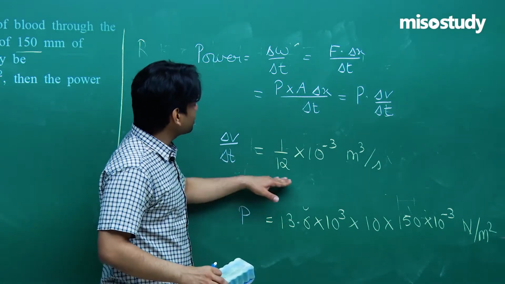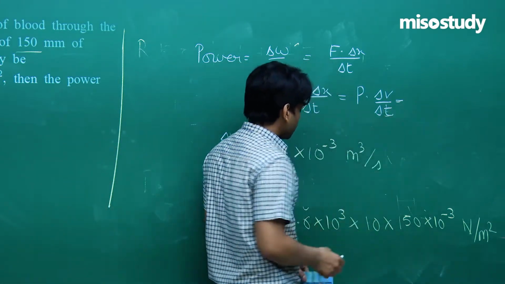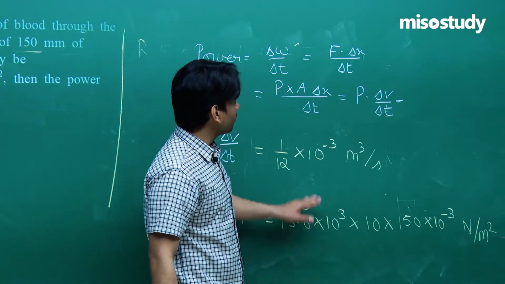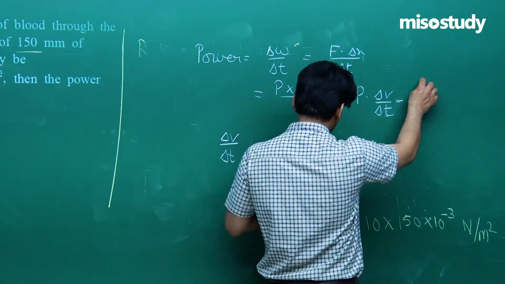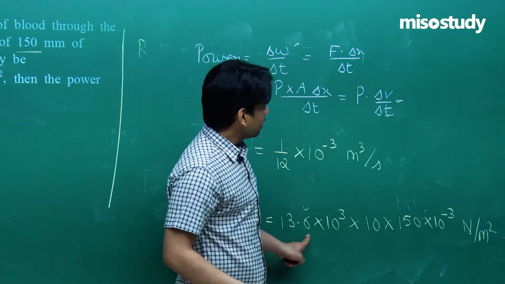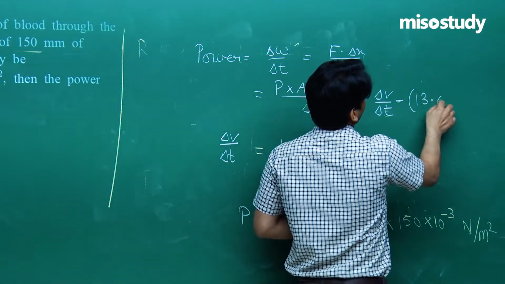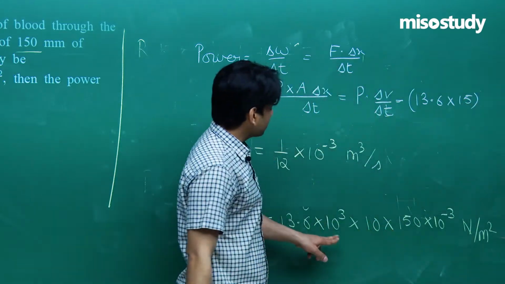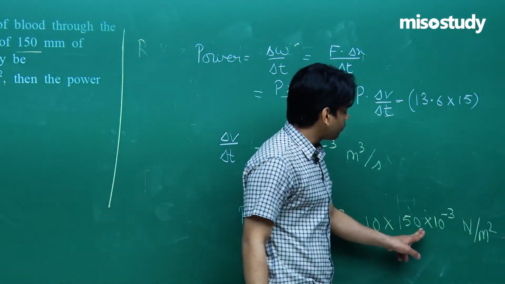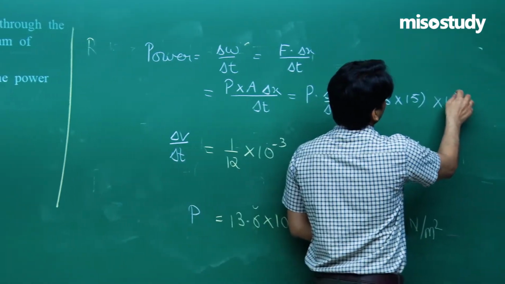Now delta V by delta T is given, pressure is given. So finally, simply multiply this term with this term, and you will get the required answer. If I write all the values, I will have 13.6 into 15, and the rest you see: 10 to the power 3, 10 to the power 4, 10 to the power 5, 10 to the power minus 3, so 10 to the power 2 you will be left with.